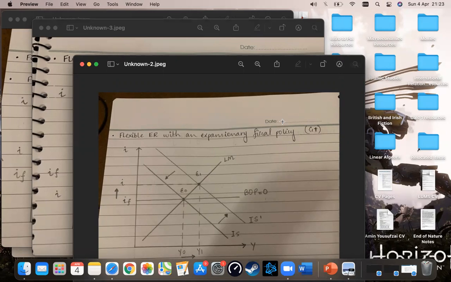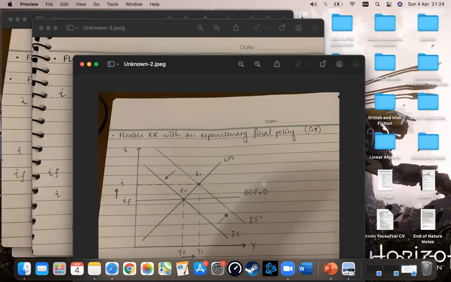This appreciation will cause export prices to increase and import prices to decrease. The increase in export prices will result in a decrease in export revenue, and the decrease in import prices will cause an increase in our import expenditure. As a result of these two, the net exports will decrease, causing the IS curve to shift back to its original position. Since our equilibrium point remains unchanged at E naught, our output level also remains unchanged at Y naught. Therefore, this policy will be rendered ineffective.